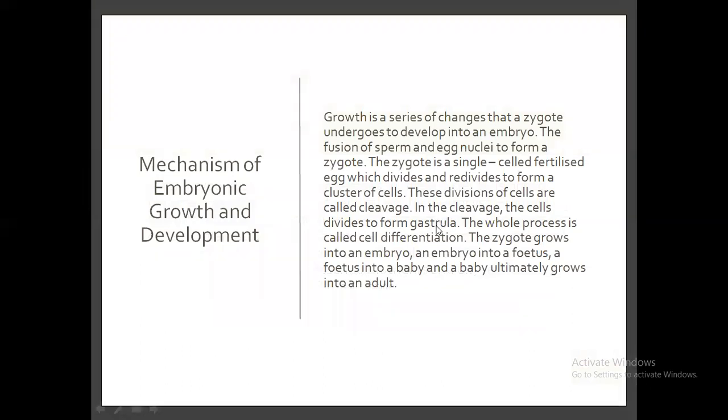Then the mechanism of embryonic growth and development. Growth is a series of changes that a zygote undergoes to develop into an embryo. The fusion of sperm and egg nuclei forms a zygote. The zygote is a single-celled fertilized egg which divides and redivides to form a cluster of cells. These divisions of cells are called cleavage. In the cleavage, the cells divide to form the gastrula. The whole process is called cell differentiation. The zygote grows into an embryo, into a fetus, into a baby, and a baby ultimately grows into an adult.